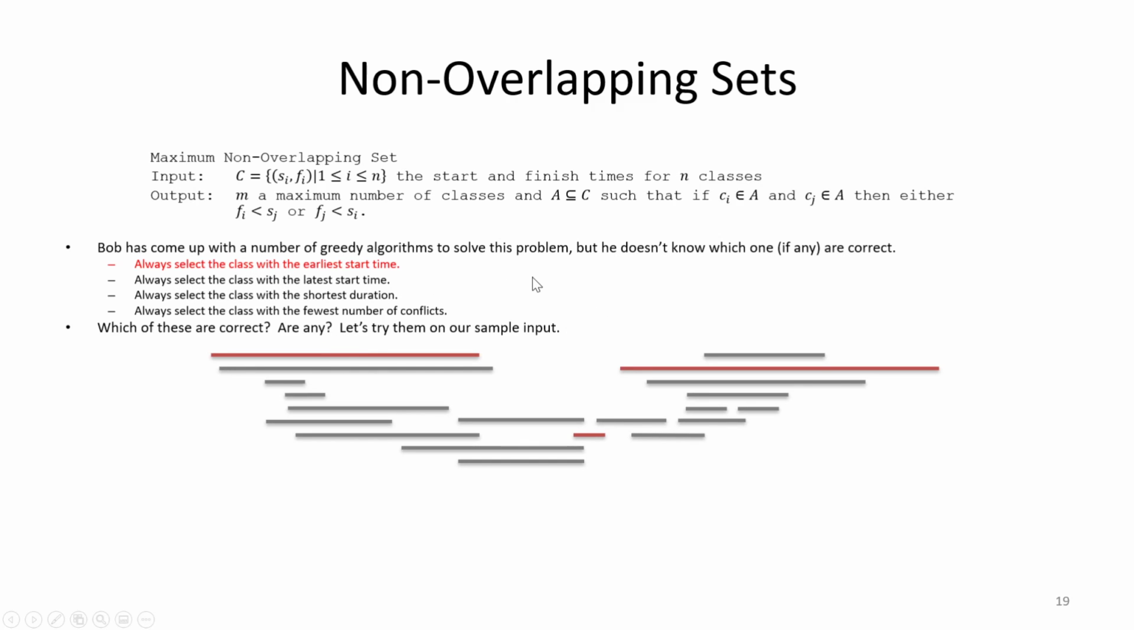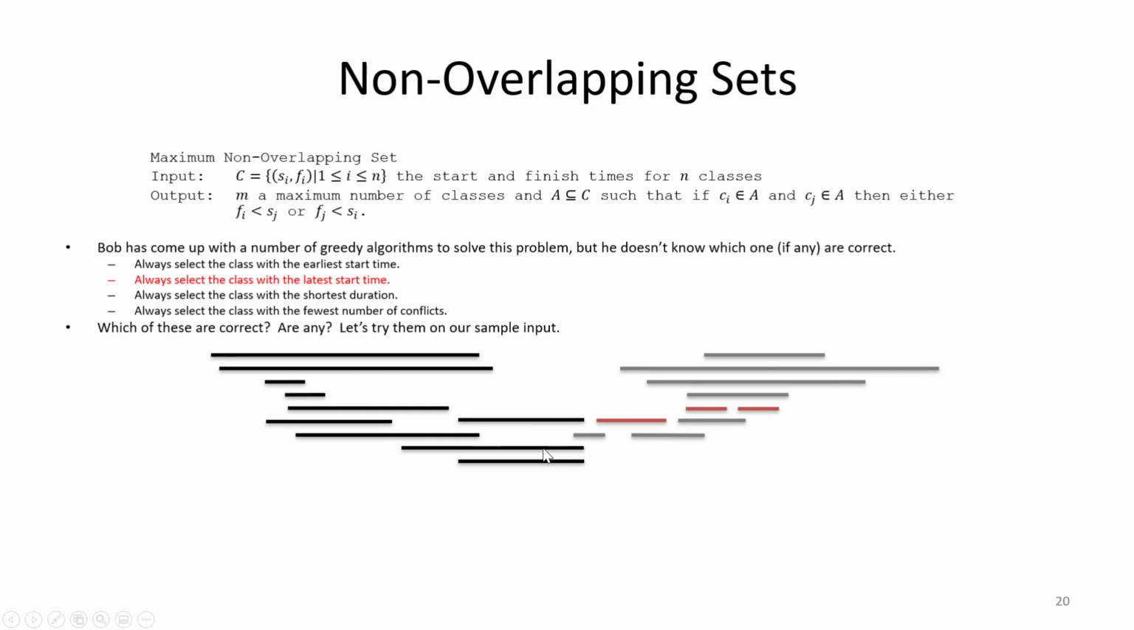Always select the class with the latest start time. Okay, latest start time looks like this one here. Okay, let's do it. So our latest start time. Again, rule out any that overlap, but we'll do latest start time again, which looks like this one. Again, I'm just going right to left now, picking start time. So that one there, and rule out any we overlap with. Okay, right to left, latest start time. Okay, looks like we get this one again, right to left.